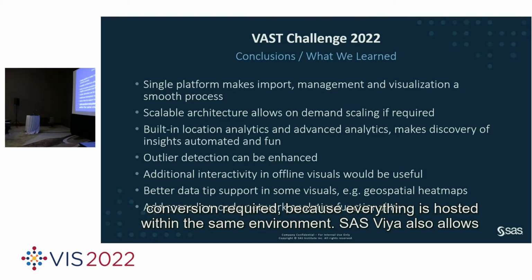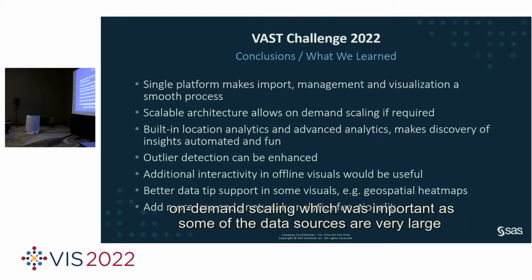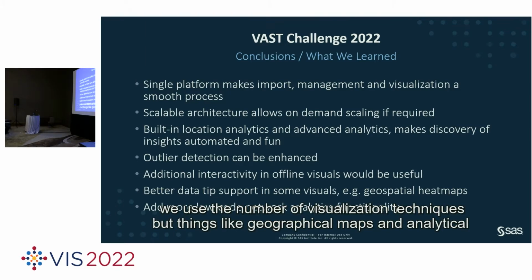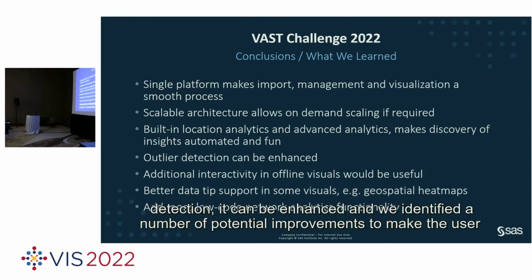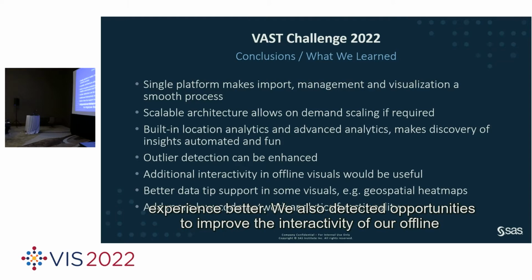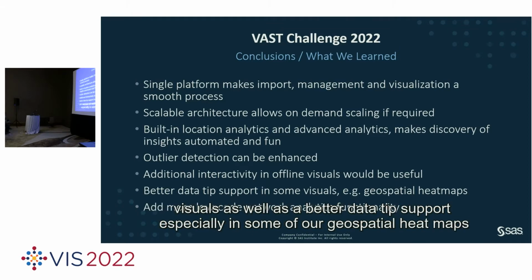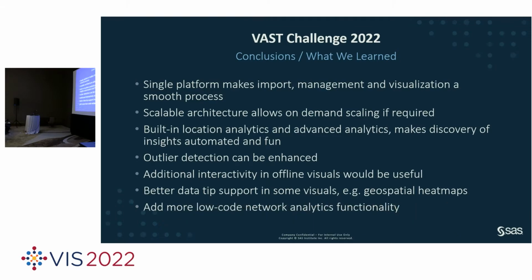Sasvaya also allows on-demand scaling, which was important as some of the data sources are very large. We used a number of visualization techniques, but things like geographical maps and analytical clustering really help to understand the distribution. While SAS Analytics supports outlier detection, it can be enhanced, and we identified a number of potential improvements to make the user experience better. We also detected opportunities to improve the interactivity of our offline visuals, as well as better data tip support, especially in some of our geospatial heat maps.